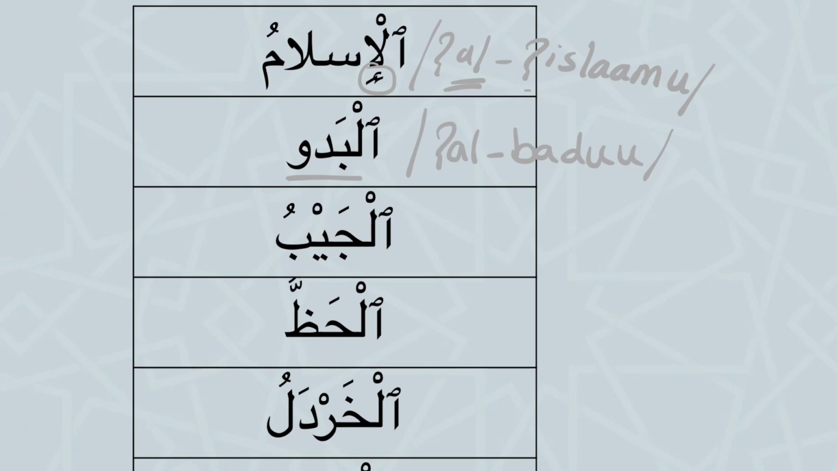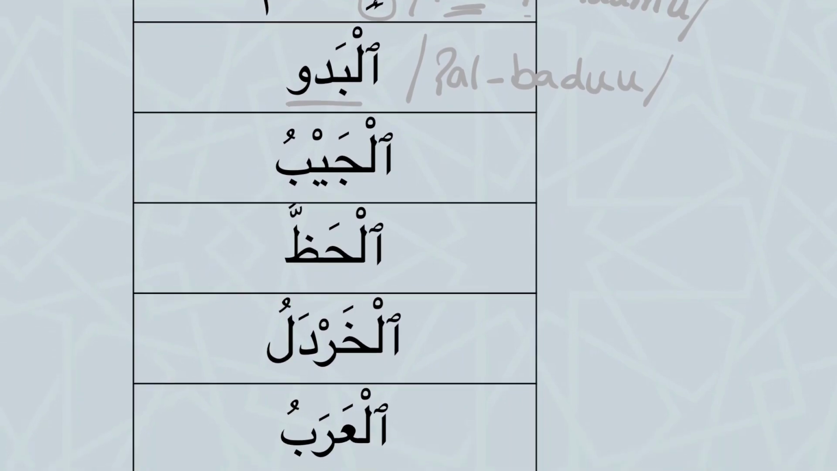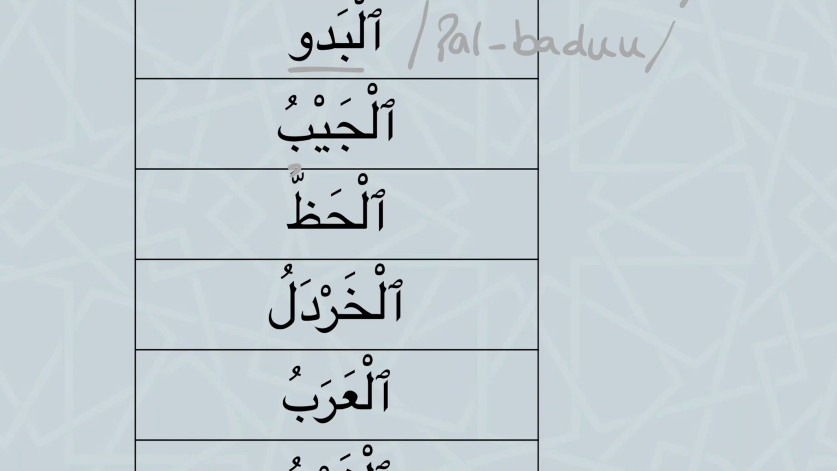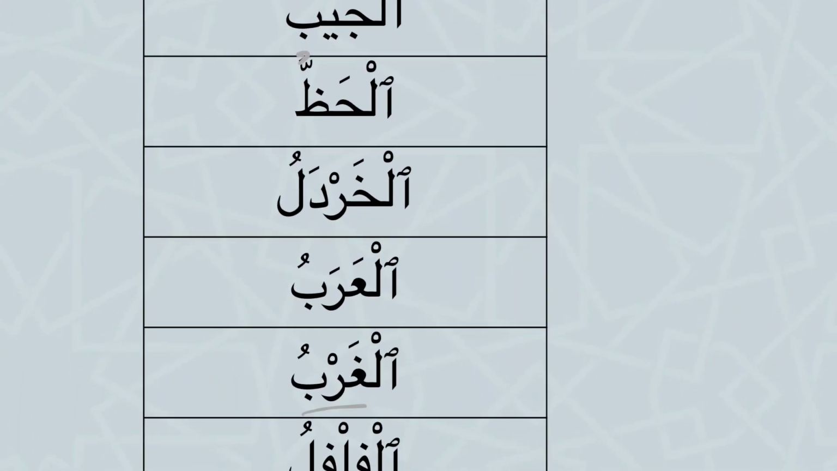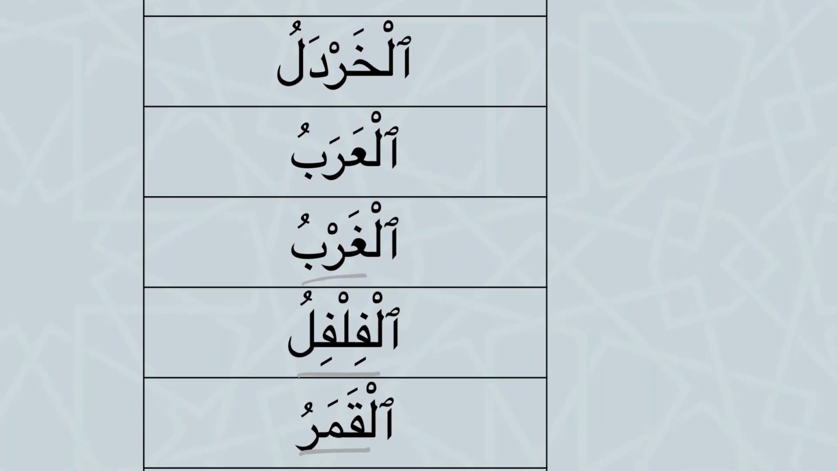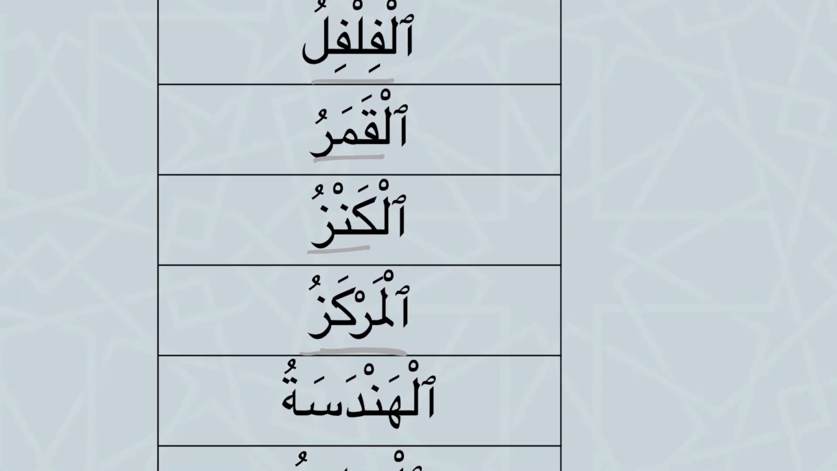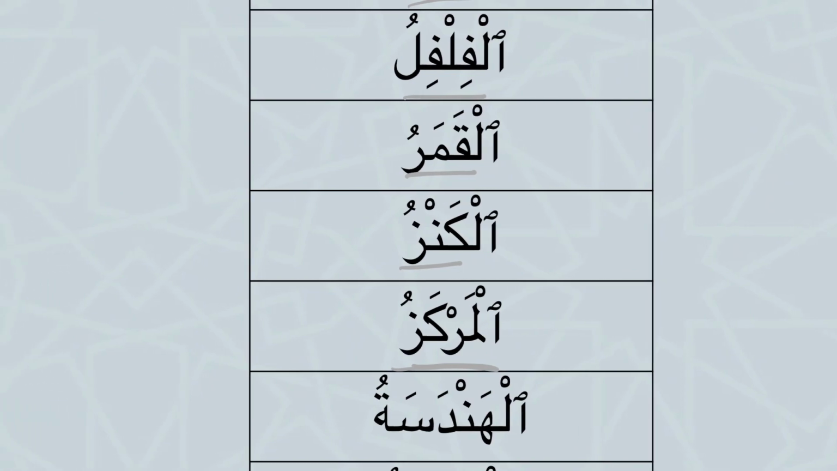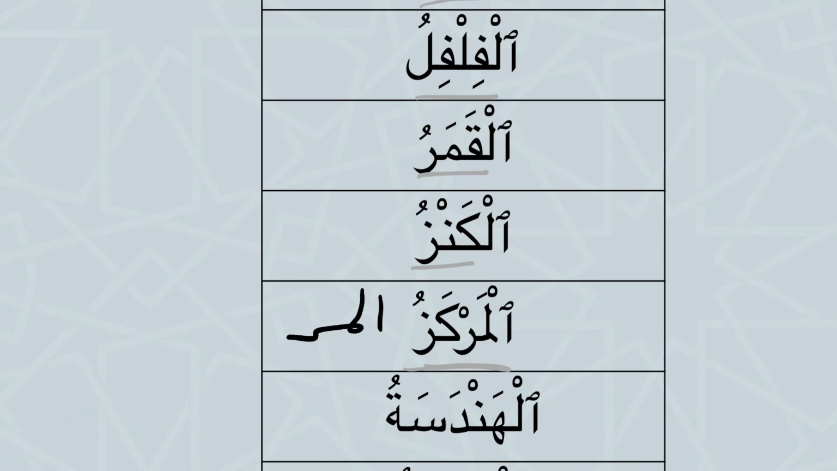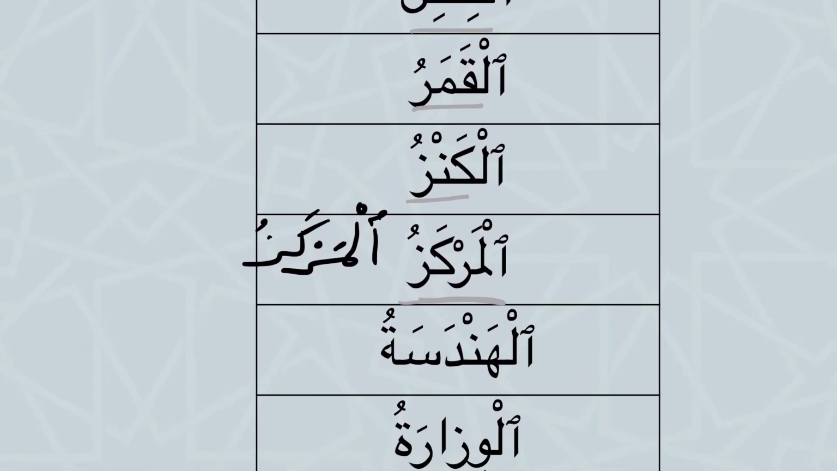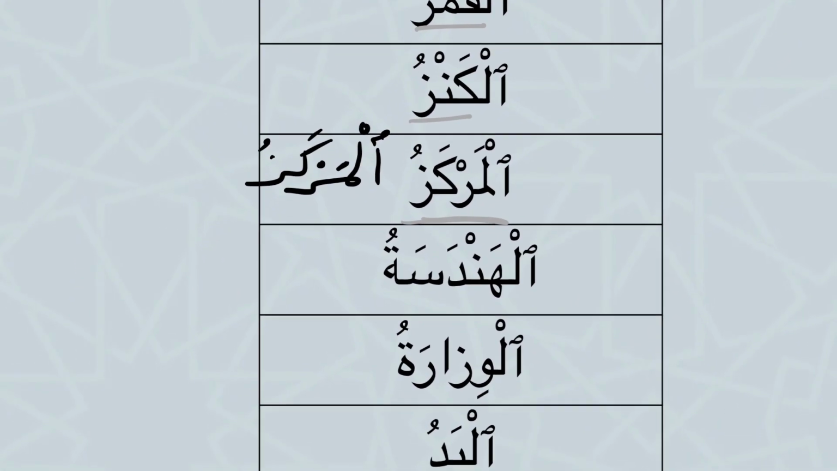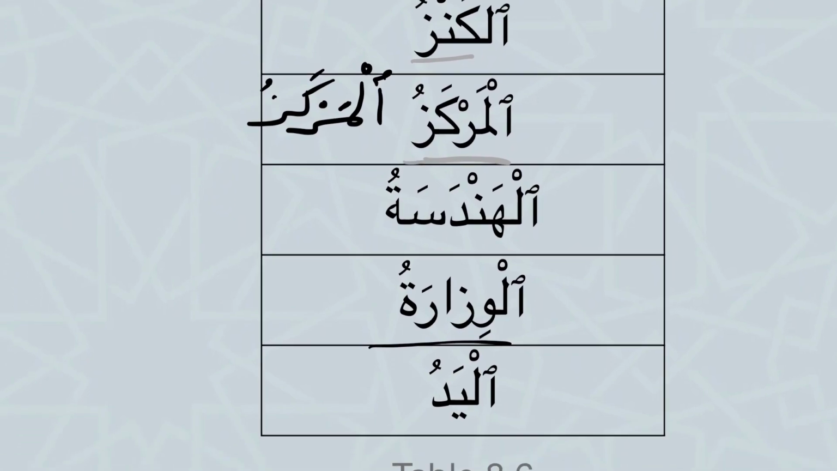Al-Jaybu, the pocket. Al-Hadru. Al-Khardalu, the mustard. Al-Arabu. Al-Gharbu. Al-Filfilu. Al-Qamaru. Al-Kanzu, the treasure. Al-Markazu, the center. Of course, my font is making it difficult to read, so I'm going to write it out in a simpler way. This is the wasla, this is the lam sakin, and this mim has a dhamma: al-markazu. This one is al-handasatu. Al-wizaratu. And then al-yadu.